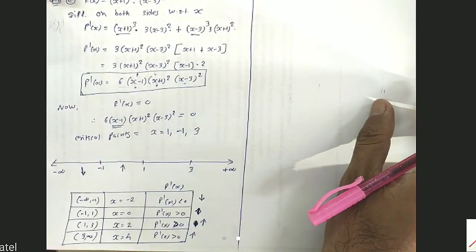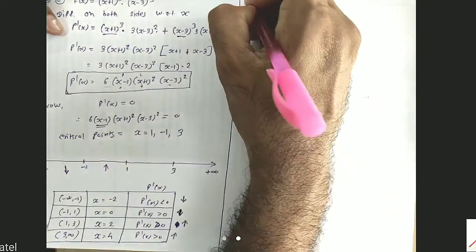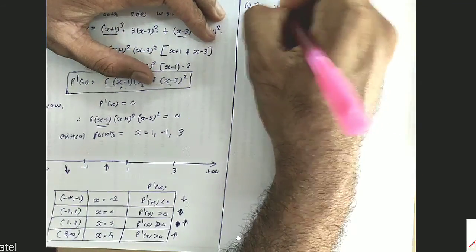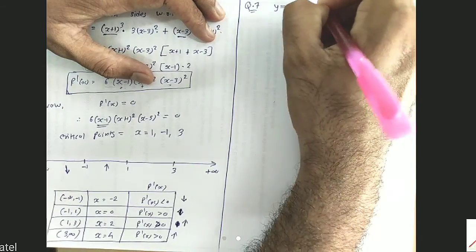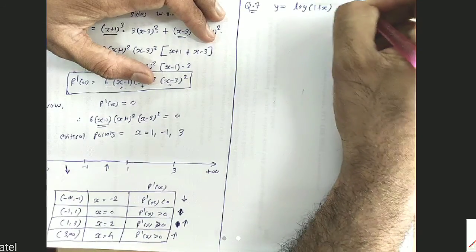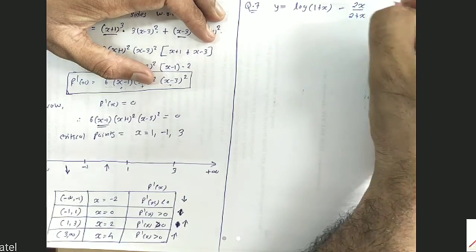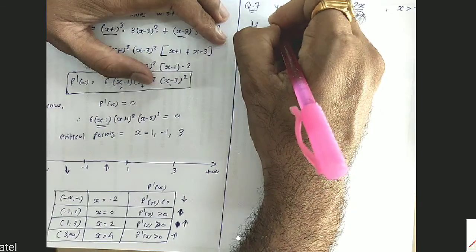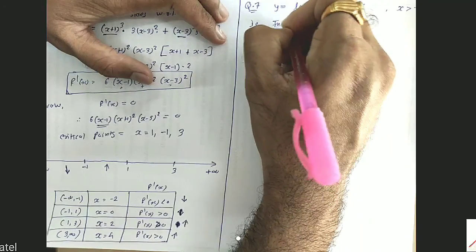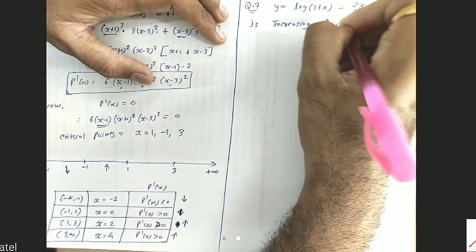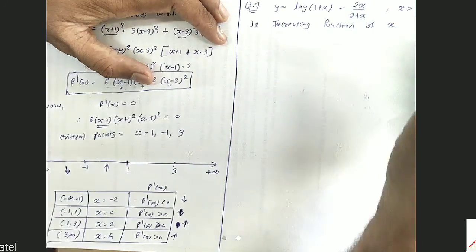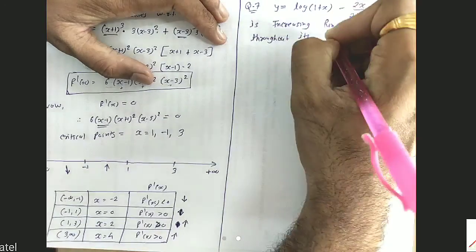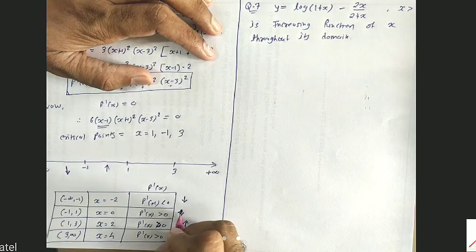Now question number 7. Show that the function y equal to log of 1 plus x minus 2x upon 2 plus x, for x greater than minus 1, is an increasing function of x throughout its domain. Students, did you understand this? Here also you will have to change it. This will also be strictly decreasing.